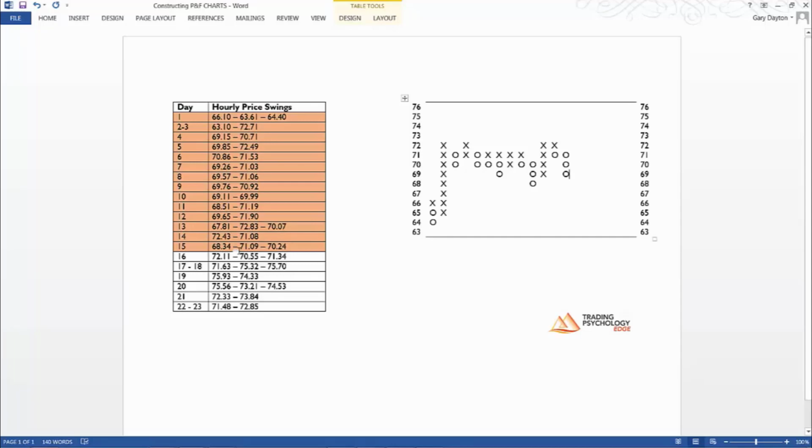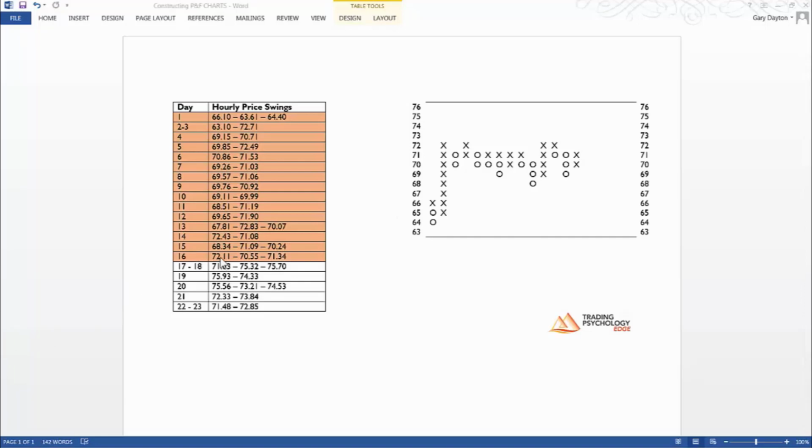Then we go to 71.09, so we start a new column because there's already a figure in 70. We go to 70 and 71.09. We penetrate 71, so we put a figure in 71. And then we fall back to 70.24, but that's not enough to get us down to the full figure of 70 because it doesn't reach or exceed 70. It stops at 70.24. So we stop there for the day.